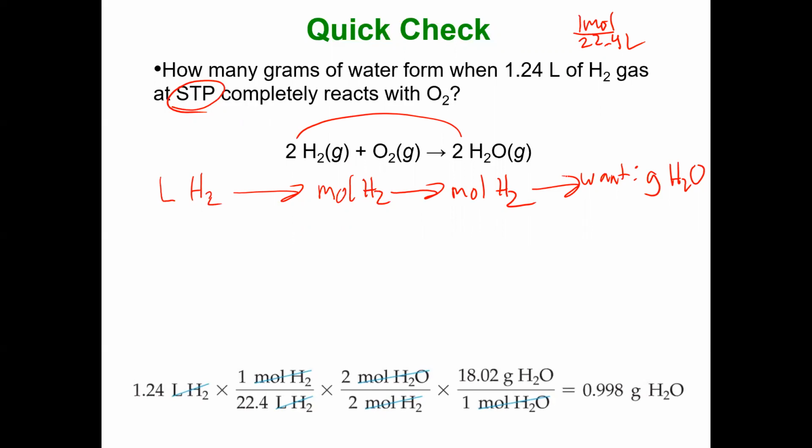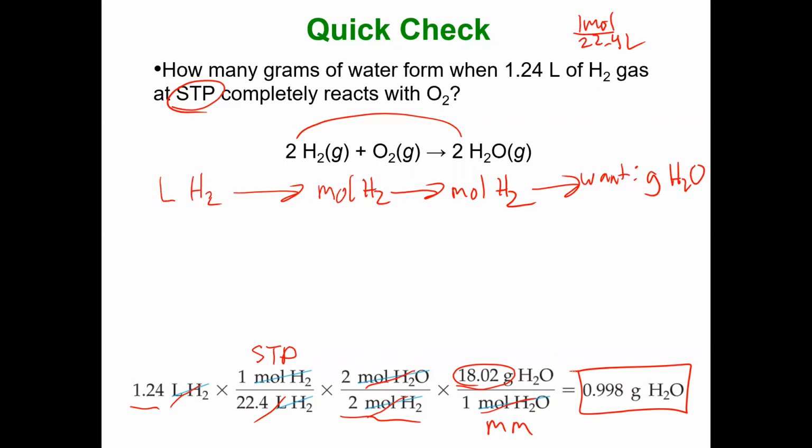So there you have it. 1.24 liters at STP. I can use molar volume, and 22.4 liters is 1 mole. I use my mole ratio, 2 moles of H2, 2 moles of water, and then I use my molar mass. 1 mole of water gives me 18.02 grams, and I'm left with the number of grams of water that are produced. So again, stoichiometry, but now we're just applying a new ratio.